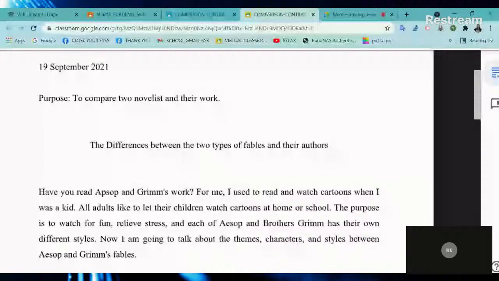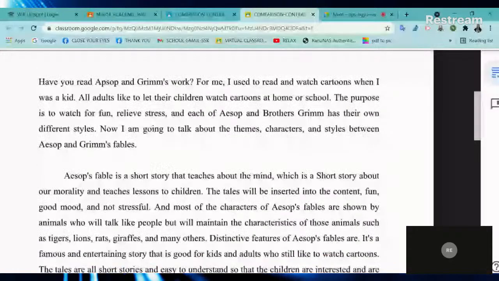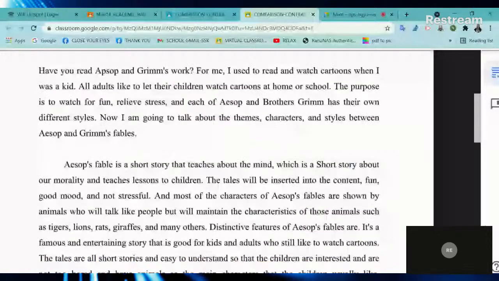Have you read Aesop and Dreamworks for me? I used to read and watch cartoons when I was a kid. Adults like to let their children watch cartoons at home or school. The purpose is to watch for fun and relieve stress. Aesop and Brothers Grimm have their own different styles. Now I am going to talk about plot, character and style between Aesop and Grimm fables.